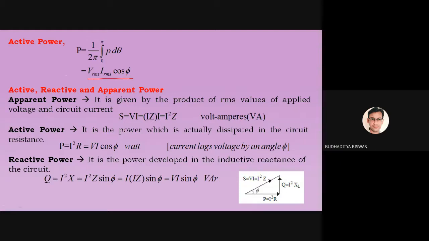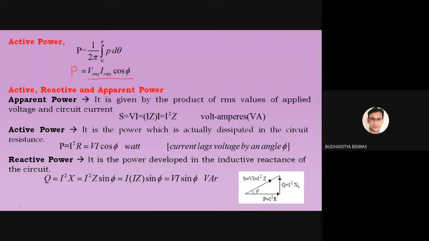Every time you handle AC, this expression is required. The active power for a general series circuit is VI cos phi. This V is the RMS value of the voltage, I is the RMS value of the current, and cos phi is the cosine of the phase angle between the voltage and the current, and this is called the power factor.